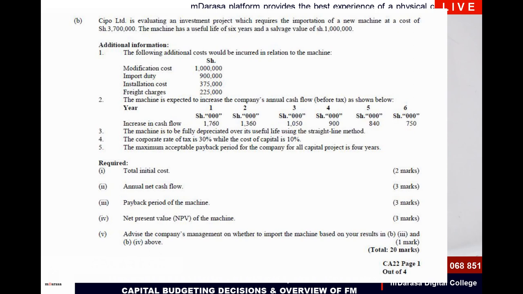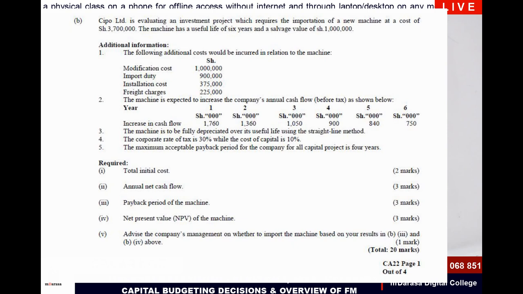I'm also given at that point. Come to note 3. In note 3, you are told that the machine is to be fully depreciated over its useful life using the straight line method. So that should bring us to the concept of what? Depreciation, right?